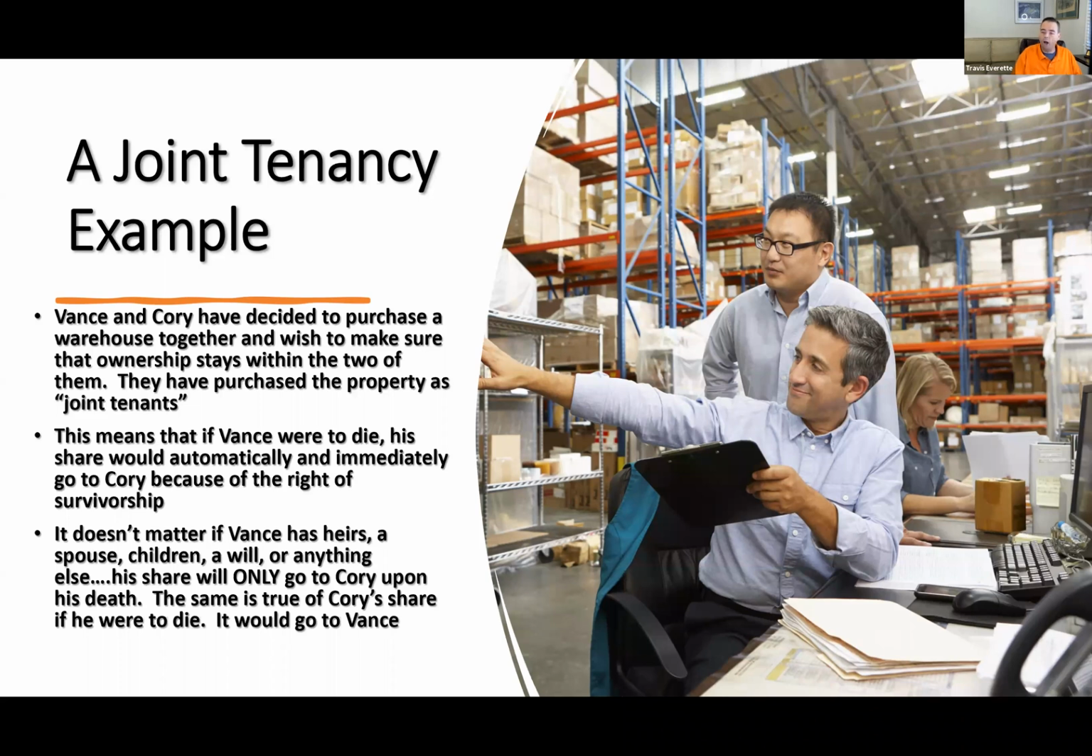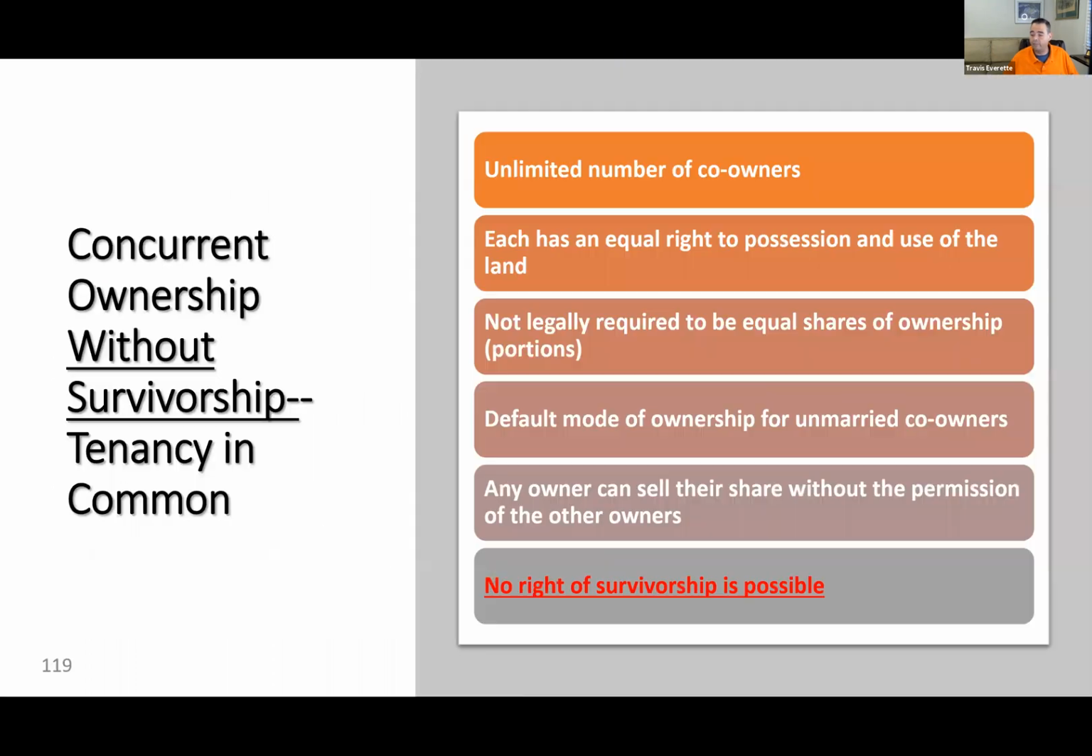His share can only possibly legally go to who when he dies? To Corey. Because now listen, we're not talking about all of Vance's stuff. We're just talking about his share in this one piece of real estate that they became joint tenants on together. Does that make sense for everybody? We're not talking about every worldly possession that Vance has. We are literally just talking about this one warehouse that the two of them have purchased together. And in that case, it would go to the surviving joint tenant, the one that's still alive.